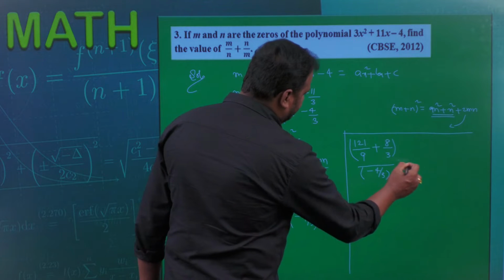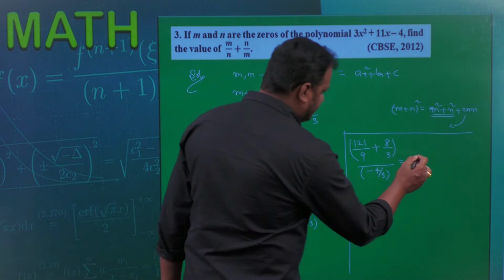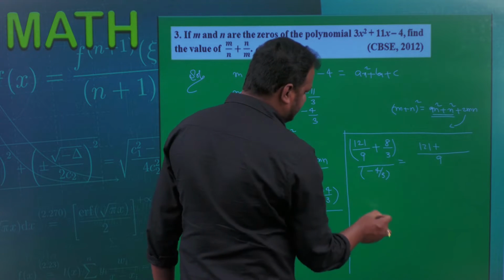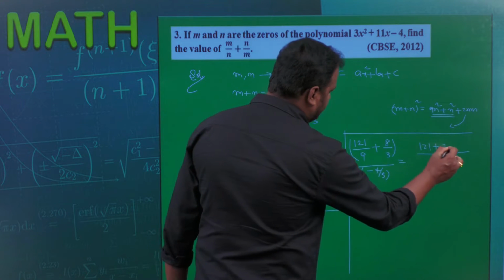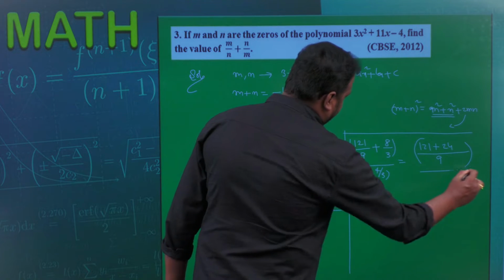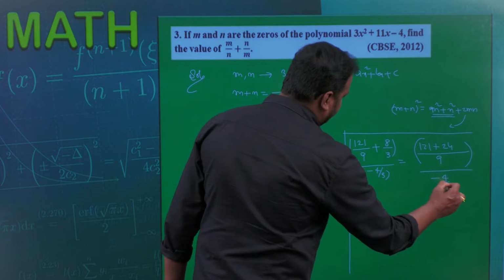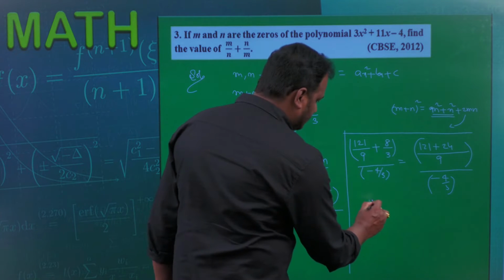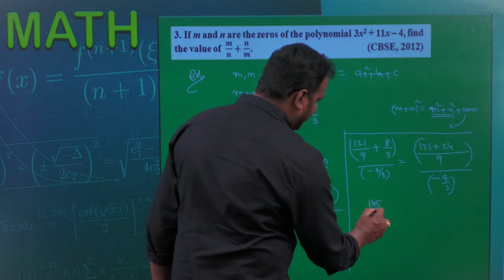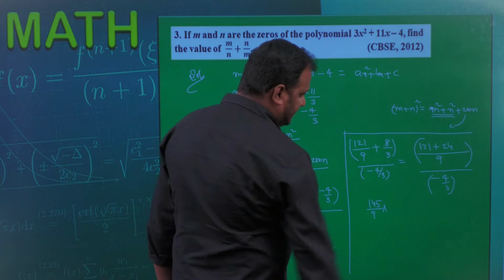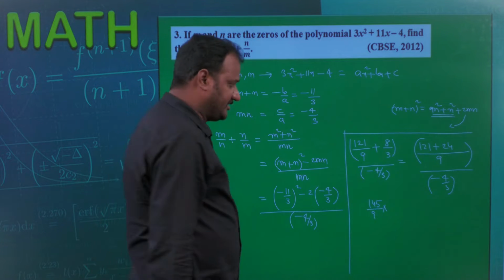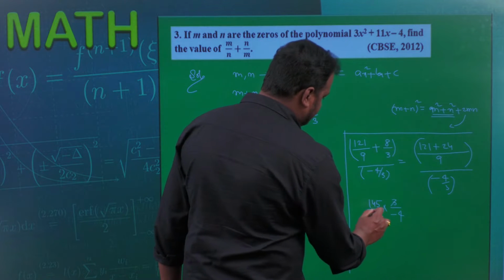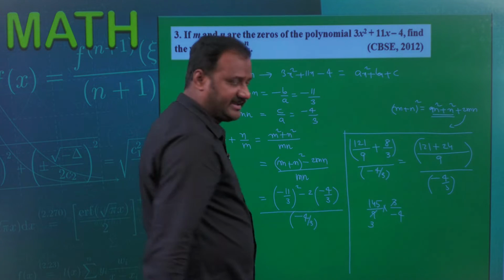So when you simplify the numerator terms, the LCM is going to be 9. And here the numerator is 121 plus 3 3s are 9, 3 8s are 24, whole divided by minus 4 divided by 3. 121 plus 24 is equal to 145. So 145 divided by 9 into, transpose the denominator fraction to the numerator, then it will become 3 divided by minus 4. So 3 1s, 3 3s are 9, and 4 and 145 cannot be cancelled.